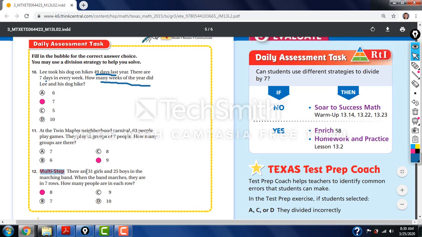There's your multi-step. So we know we're going to be doing 2 steps. There are 31 girls and 25 boys in the marching band. When the band marches, they are in 7 rows. There's your key for how many equal groups there are going to be. Your question is how many people are in each row. First thing you have to do is add these two. 31 plus 25, you get what? 56. So 56 divided by 7 equals 8.